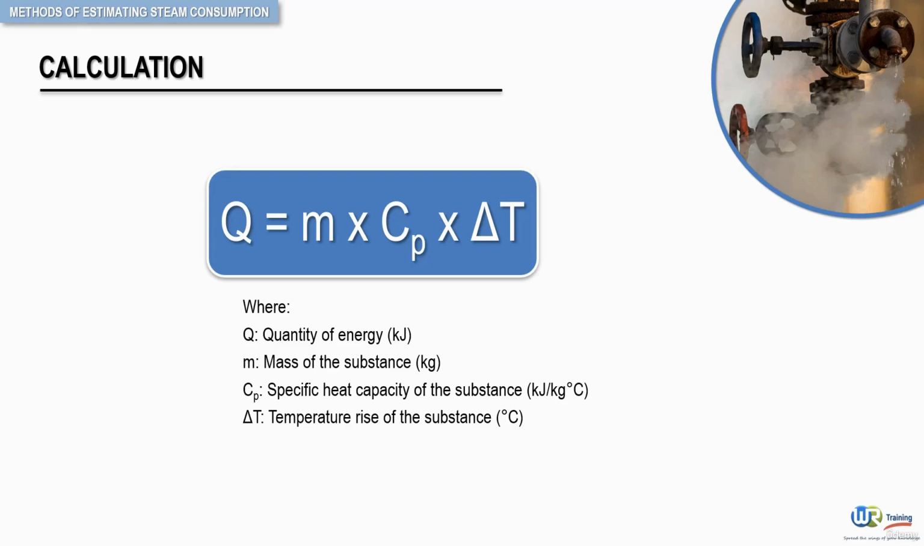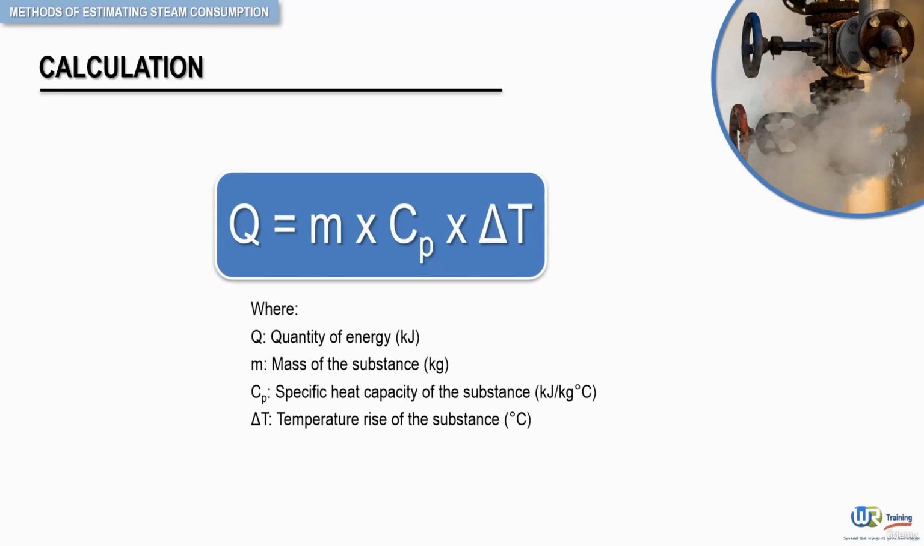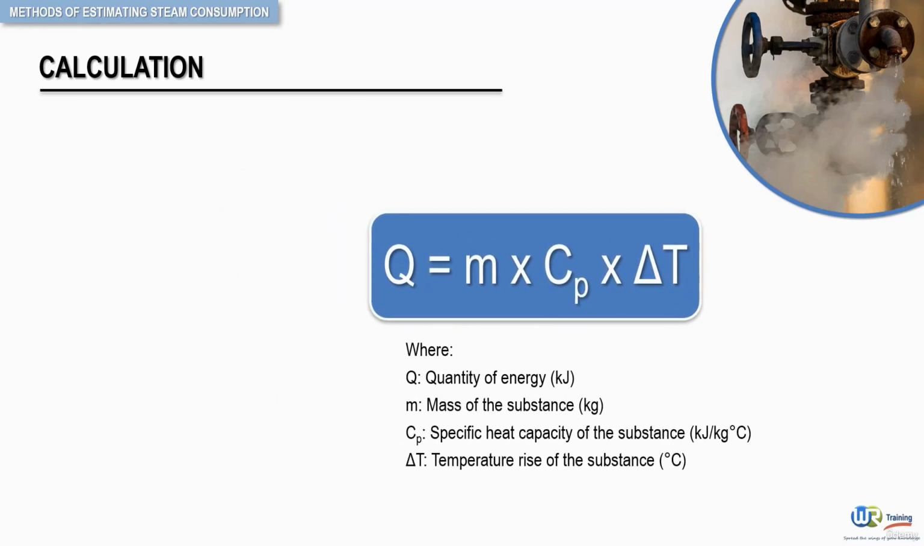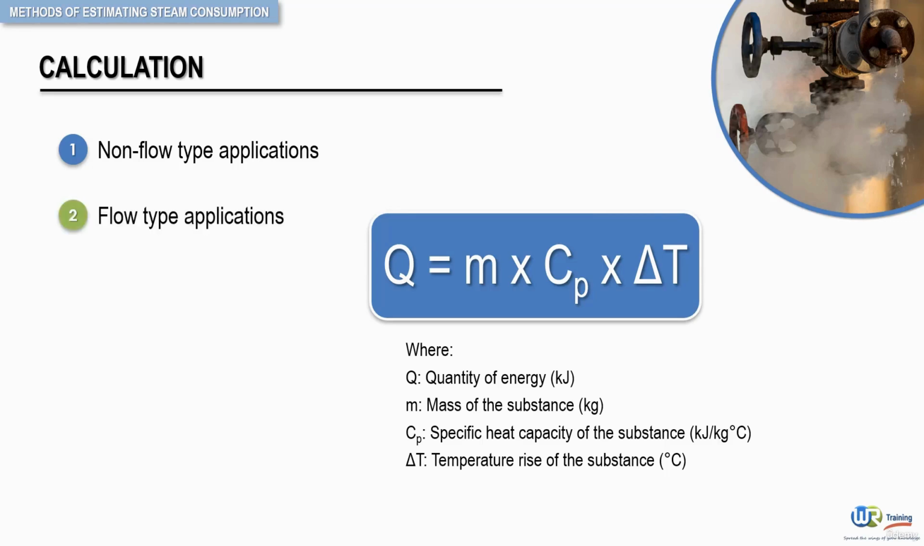To establish the rates of heat transfer, the various types of heat exchange application can be divided into two broad categories. These are non-flow type applications, where the product being heated is a fixed mass and a single batch within the confines of a vessel, or flow type applications, where a heated fluid constantly flows over the heat transfer surface. Let's examine each category in detail in the next couple of videos.